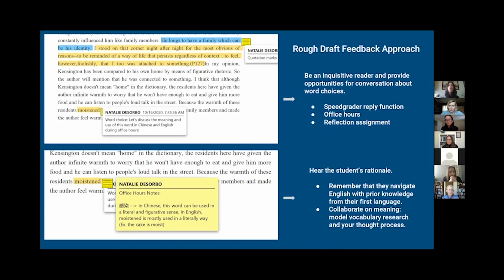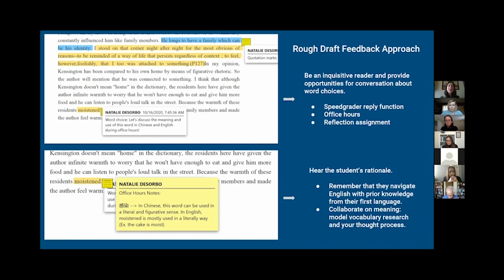Or unclear word choice. I said, hey, let's talk about this in office hours. Like, what were you thinking in Chinese? And let's think about it in English. Now, we did talk about it. She explained how word choice can be different in Chinese. Words can be used in a literal and figurative sense, while in English, it might just be a literal sense. So we were stuck on this word moist. And I was like, oh, right, like a cake is moist or the grass is moist.